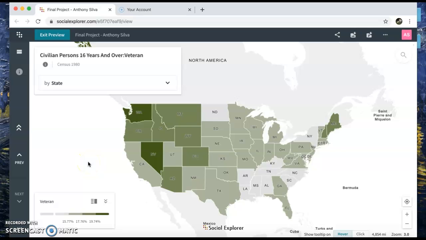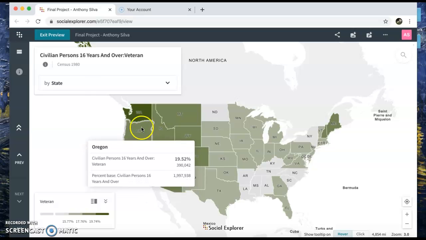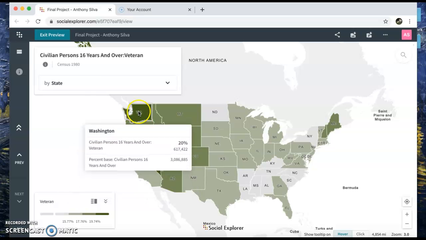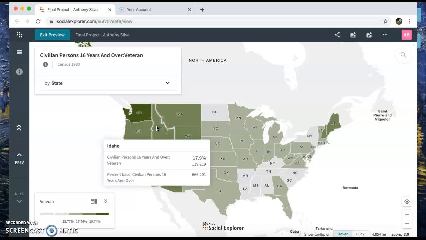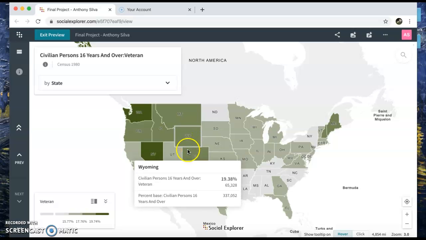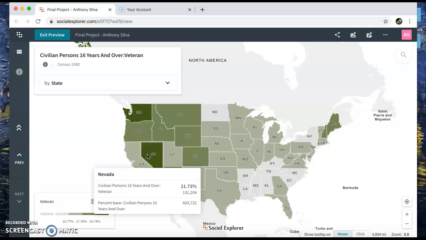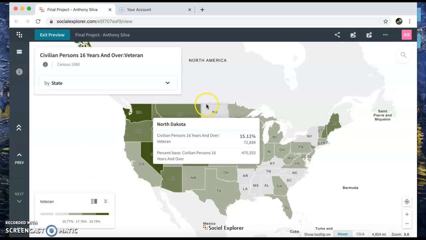but maybe the Western people are frontiersmen. I don't know. Looks like there's a lot of veterans per state out here. So Oregon close to 20%, Washington 20, Montana 18, Idaho almost 18, Wyoming 19, Colorado 18. So there's something going on out here in the West. Nevada 21. You know, there's more veterans out here.